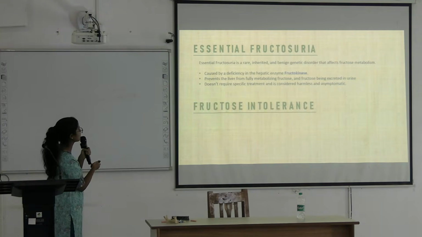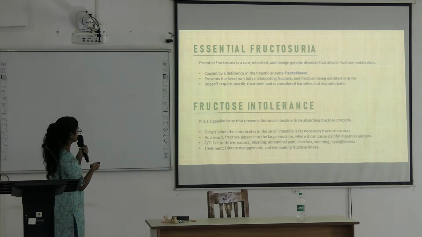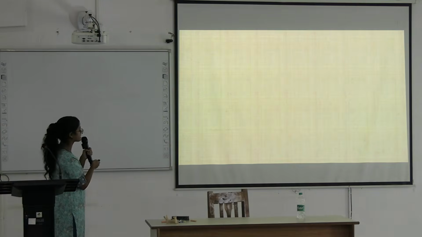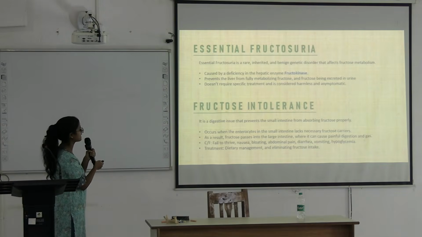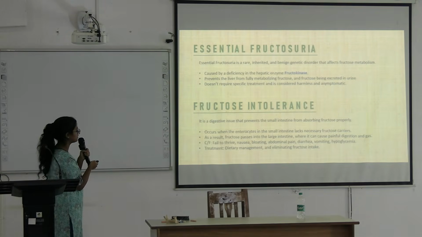The third disorder is hereditary fructose intolerance. In this disease, the small intestine is unable to absorb fructose. The main clinical features are abdominal pain, diarrhea, vomiting and hypoglycemia. The treatment may include eating less fructose.